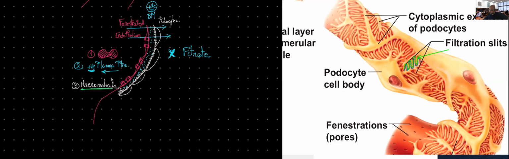If I know that I can't allow blood cells, plasma proteins, and macromolecules from being filtered, what do I have in here on the other side of the membrane? What do I have? Everything except for those three. In other words, plasma minus proteins.